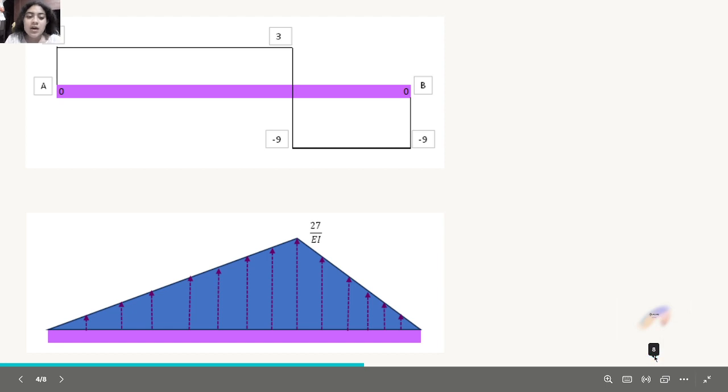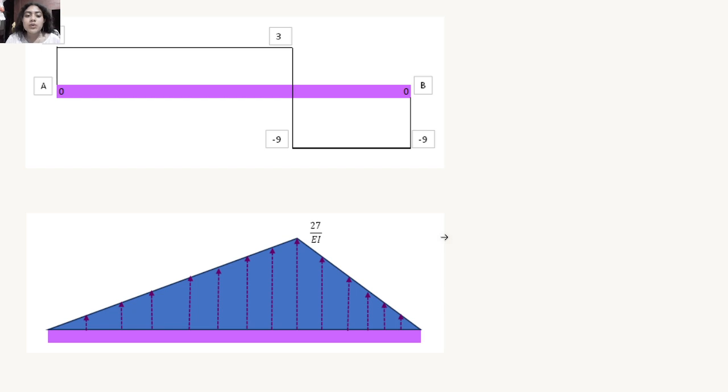It's similar. And then in my moment diagram, I do the area of my shear. For example, 3 multiplied by 9 it's 27, and 9 multiplied by 3 it's less 9 multiplied by 3 has 27 but down, and in this case it's 0, and my moment is a triangle form, and then have a 27 over EI.